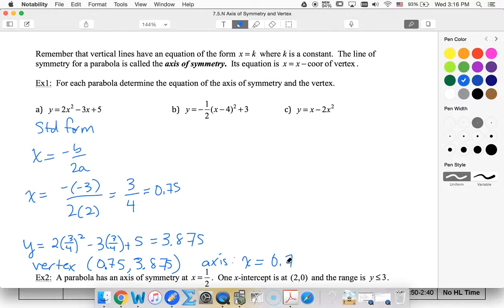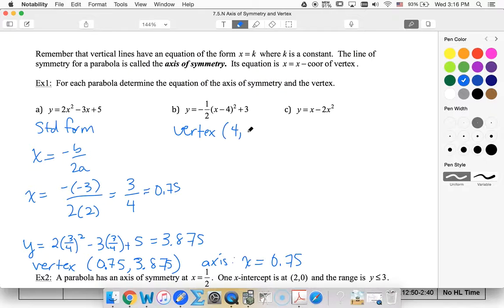All right, here I have vertex form, so I can see straight away my vertex is positive 4, positive 3, opposite sign, same sign. So my axis of symmetry is x equals 4.